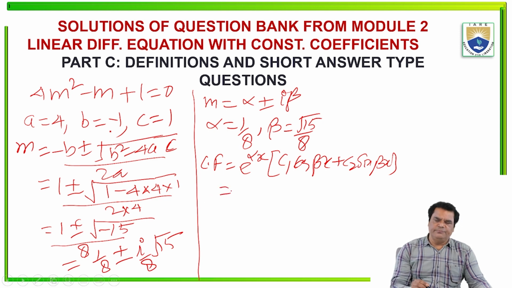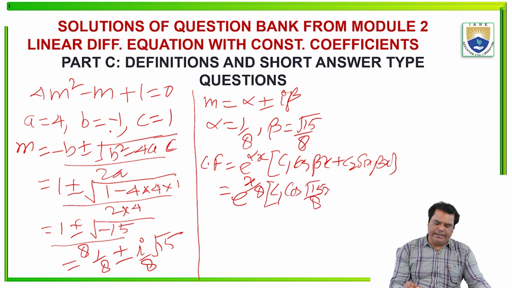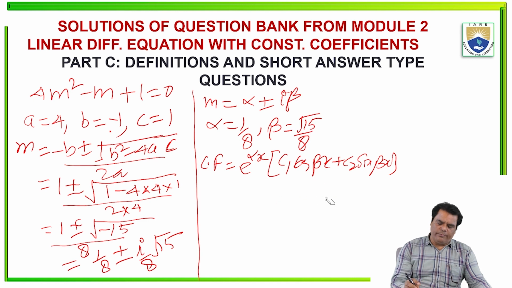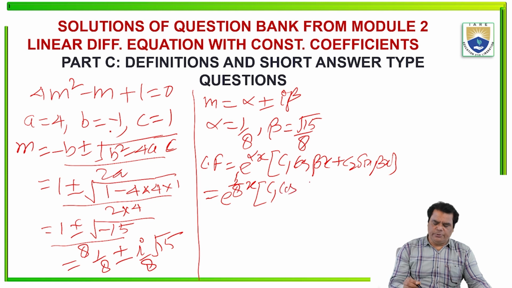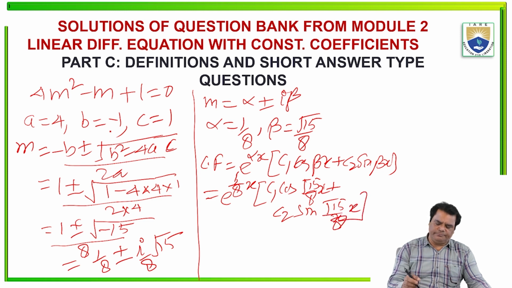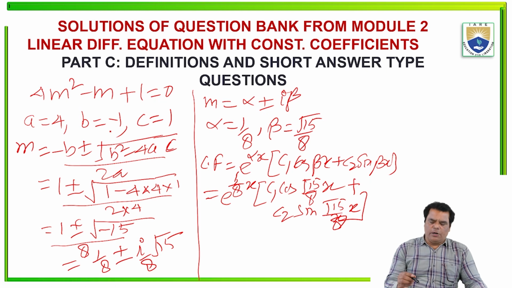So e to the power alpha is e to the power x by 8, into C1 cos root 15 by 8 x plus C2 sin root 15 by 8 x. Okay. This is CF. Now PI.